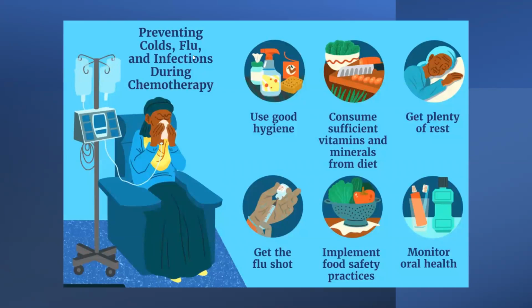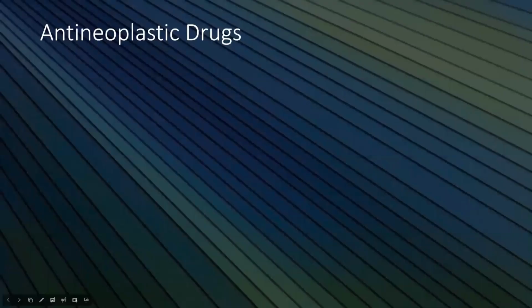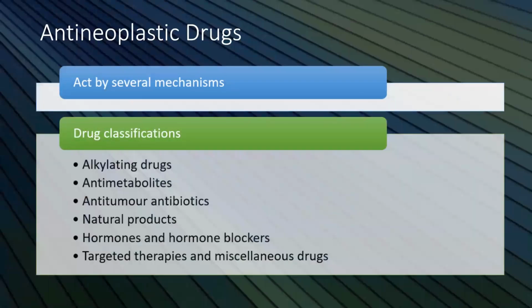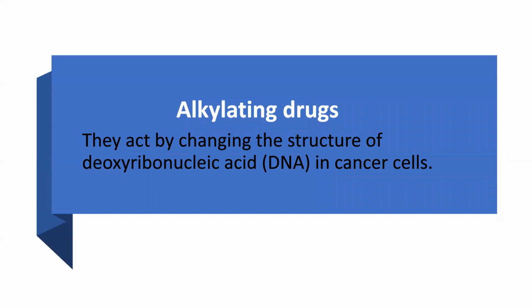So for preventing colds, flu, and infections during chemotherapy, we should use good hygiene, consume sufficient vitamins and minerals from the diet, get plenty of rest, get the flu shot, implement food safety practices, and monitor oral health. Then the antineoplastic drugs that we use act by several mechanisms that we just discussed, and the drug classifications include alkylating drugs, antimetabolites, anti-tumor antibiotics, natural products, hormones and hormone blockers, targeted therapies, and miscellaneous drugs. So the first is alkylating drugs.